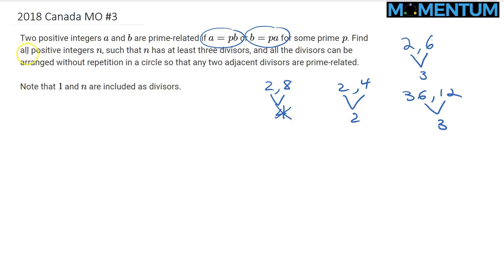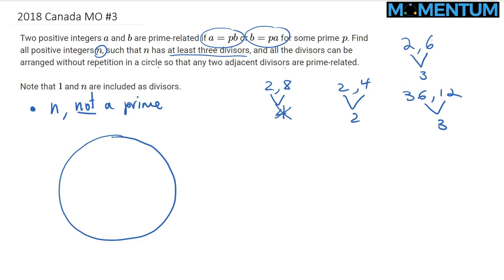So we would like to find all positive integers n such that n has at least 3 divisors, meaning that it can't be prime. So let's write that down. N not a prime. As you know, primes have only 2 divisors, 1 and the number itself. And all divisors can be arranged without repetition in a circle, so that any 2 adjacent divisors are prime related. So we create a circle, and all the divisors of our number, we try to fit into that circle, right?